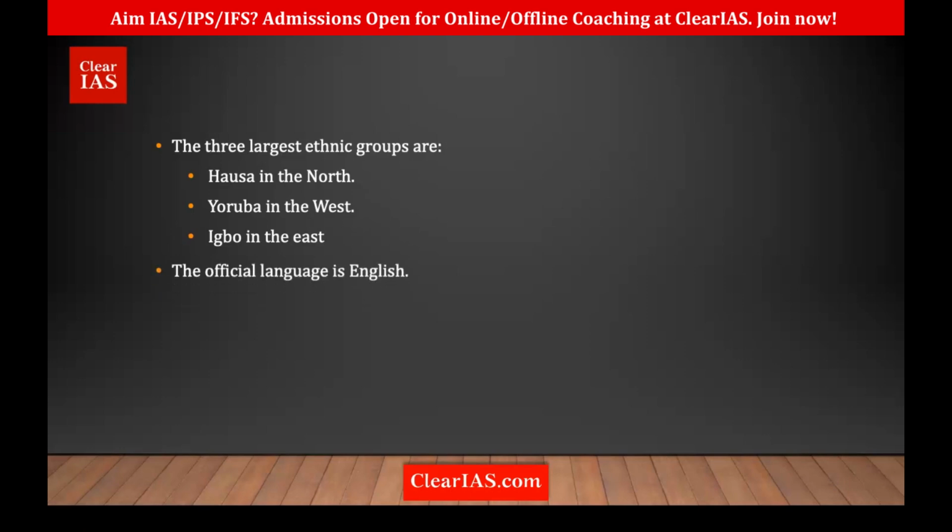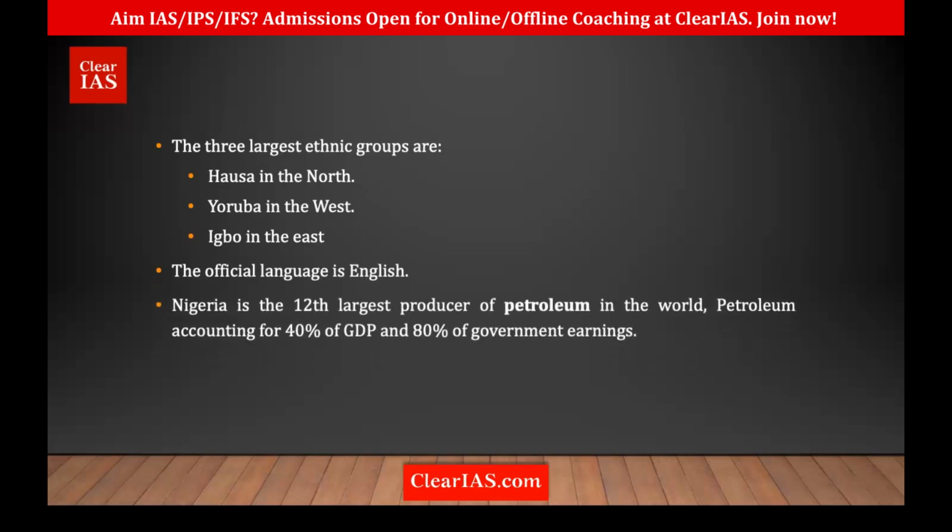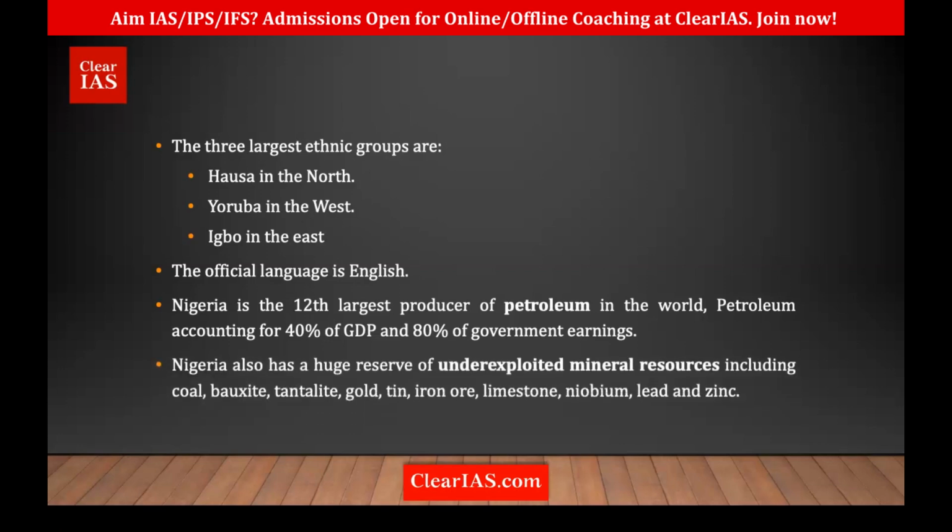These are some of the ethnic groups, but the official language in Nigeria is English. Another interesting fact is that it is the 12th largest producer of petroleum in the world. They have lots of minerals, but petroleum itself has given it a huge boost. It is the biggest part of their GDP and 80% of government earnings. Apart from that, they have other minerals such as coal, bauxite, tantalite, gold, tin, iron ore, limestone, niobium, lead, zinc, etc. They have lots and lots of minerals, but most of them are unexplored.